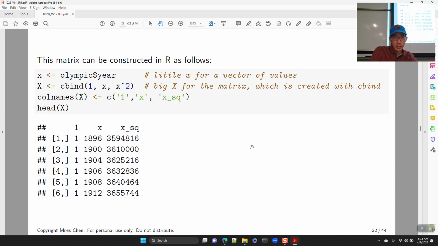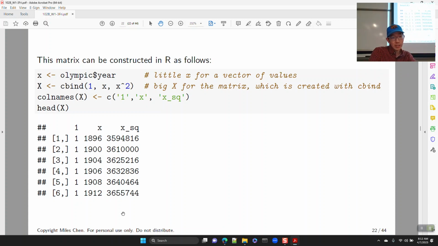And so I can do this in R. Here's our column of 1s. Here is the column of X values, 1896, 1900, 1904. And then what do we get when I square them? I get these really big numbers, right? 1896 squared is like 3.6 million, and so on and so forth, okay? And that's what we do.